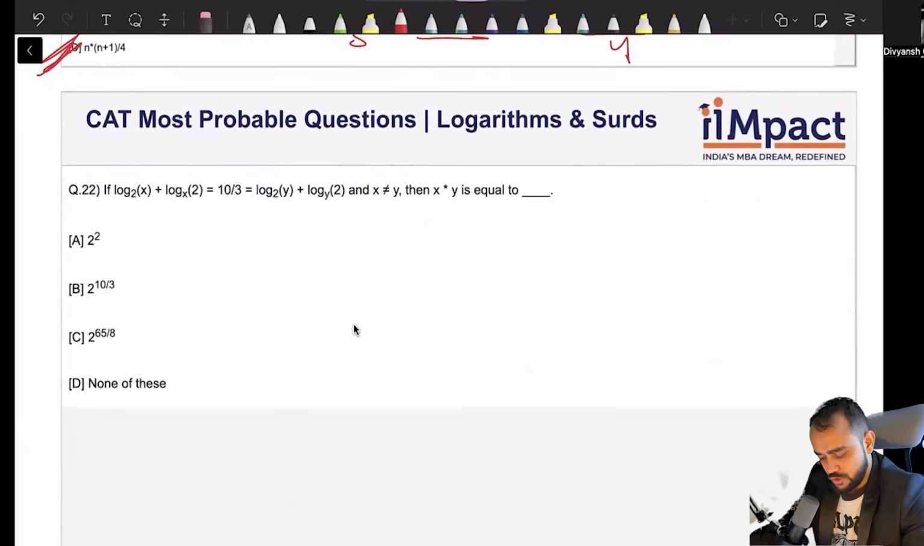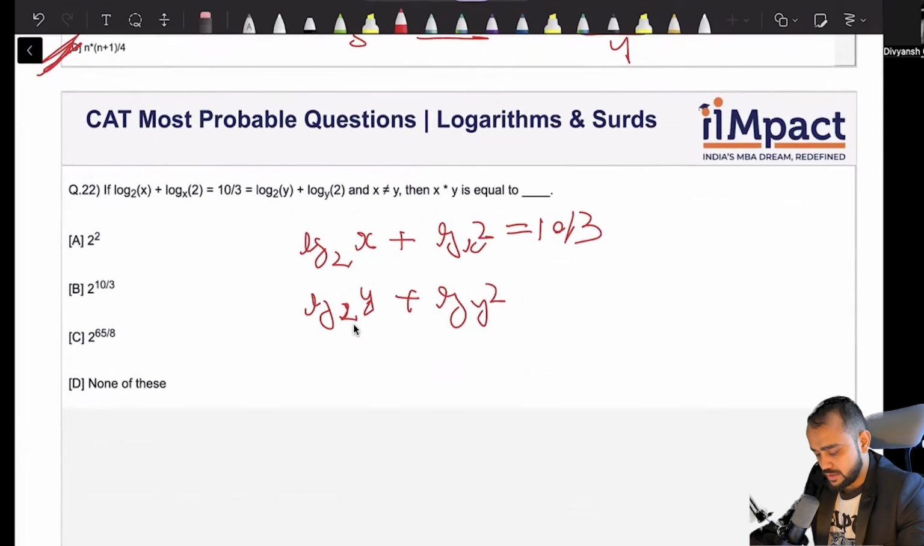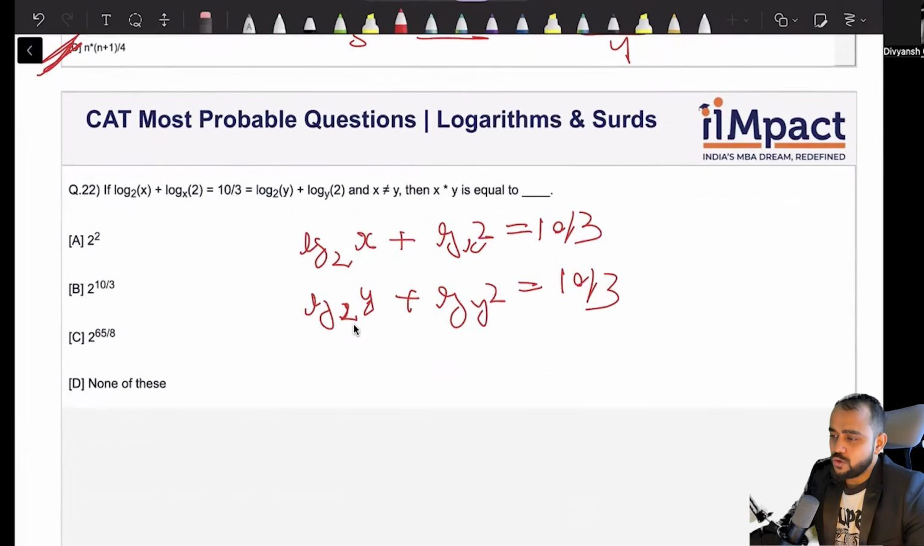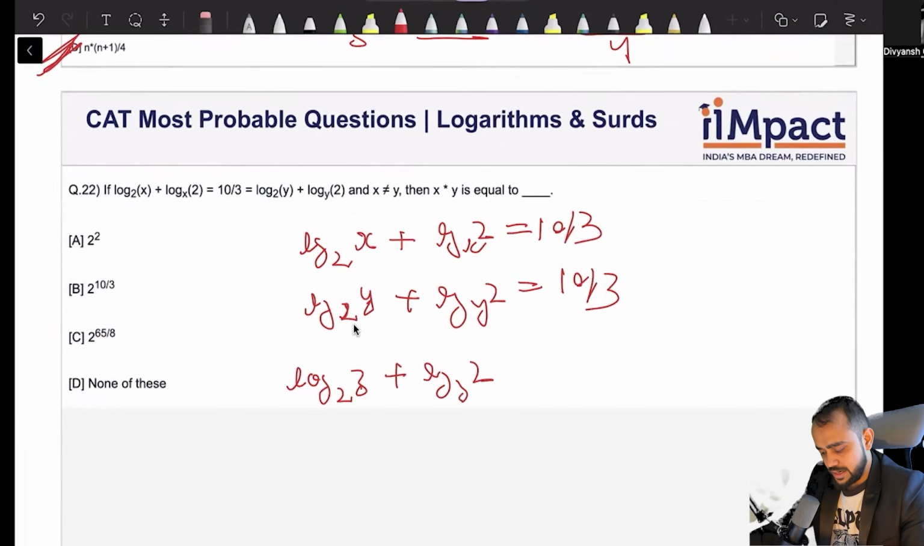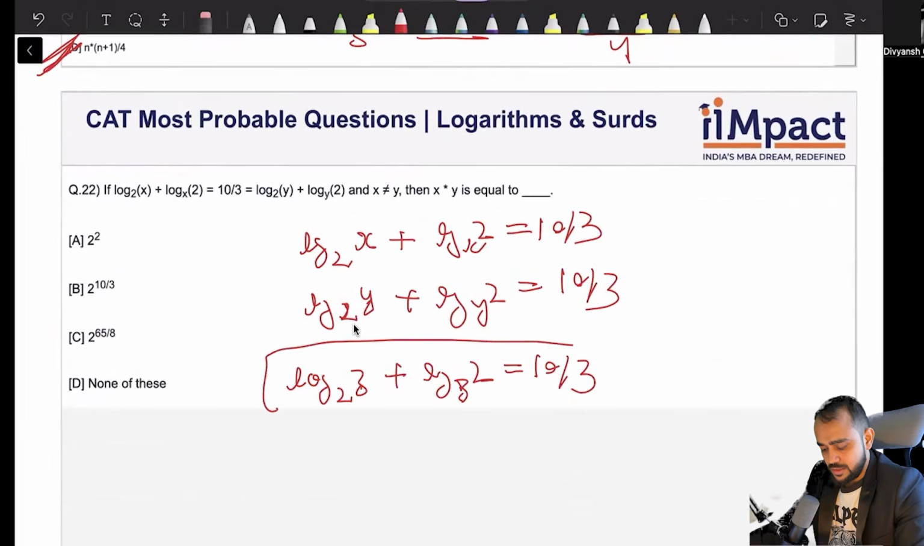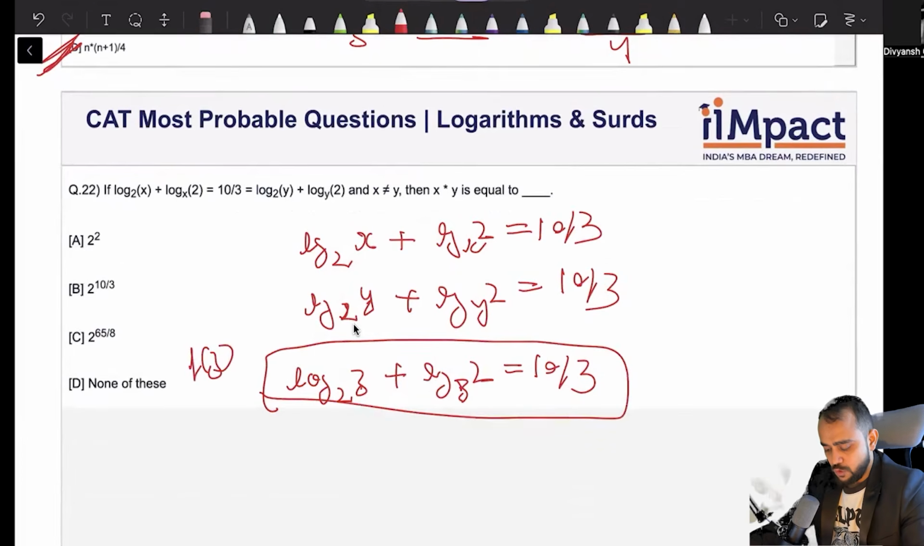Final question. You have log x base 2 plus log 2 base x is equal to 10 by 3. You also have log y base 2 plus log 2 base y is equal to 10 by 3. And this is a very common sort of pattern, if you identify, it's going to be very helpful. If I write this as log z base 2 plus log 2 base z is equal to 10 by 3, and if I say this is a function in z, what would be the roots of this function? x and y.